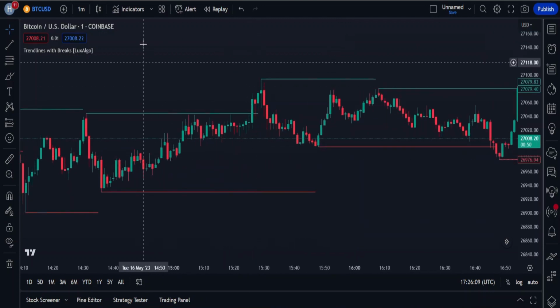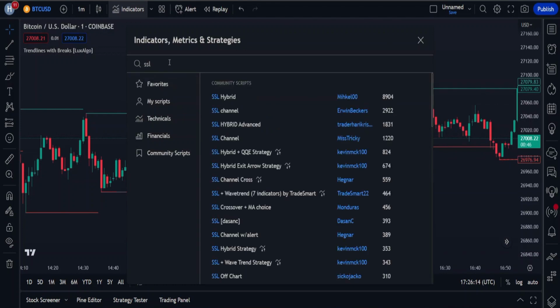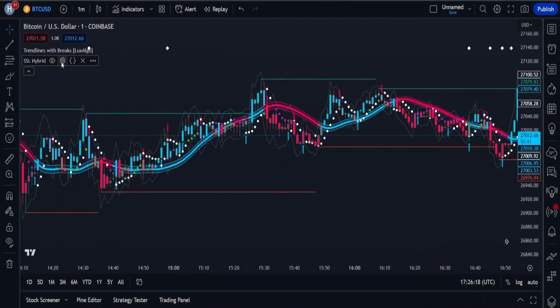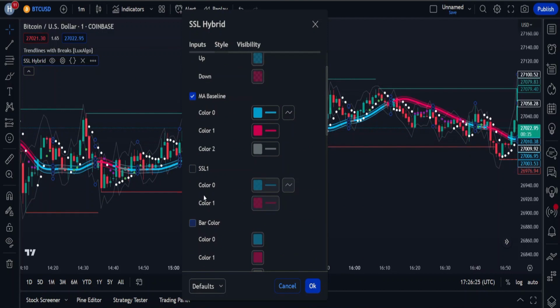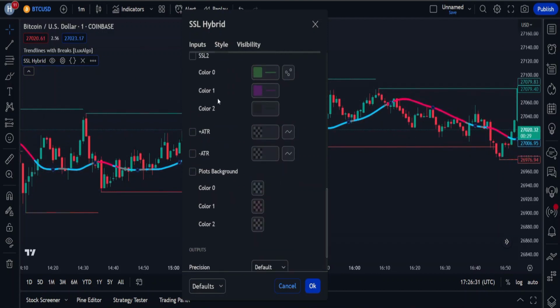Now for the second indicator, again we will access the Indicators tab and search for the SSL Hybrid, in which we also need to change some settings. So in the Style section of the settings, make sure to uncheck all these options. We will not need them in our strategy, and they just make the chart more difficult to understand.